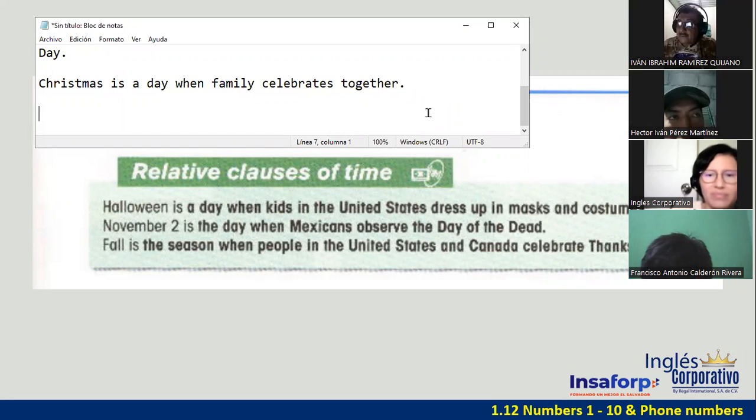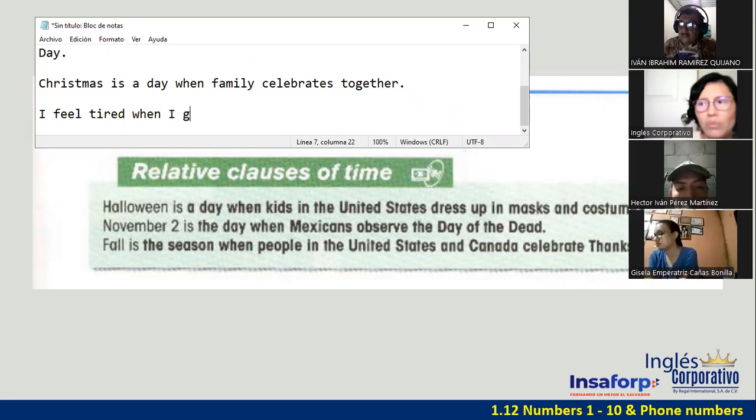Yeah, I feel so tired when I go to the gym. Okay, I feel tired when I go to the gym. Está bien. No se acopla a la referencia que llevamos, pero está correcta. I feel tired when I go to the gym. Iván.